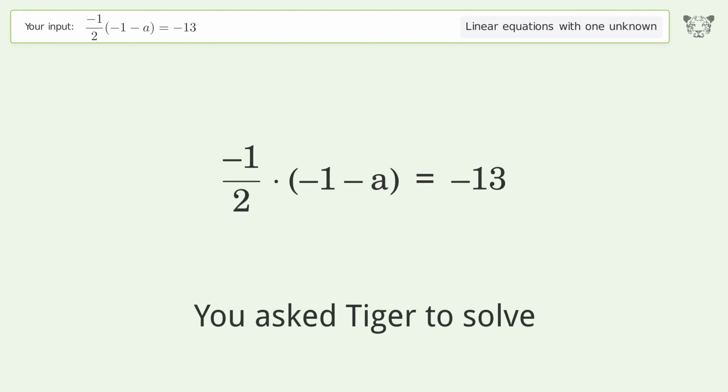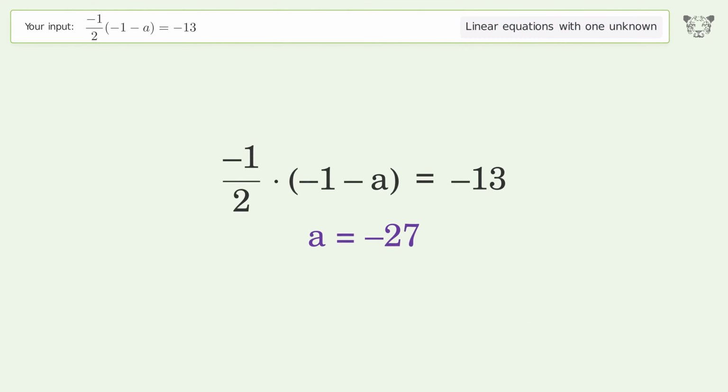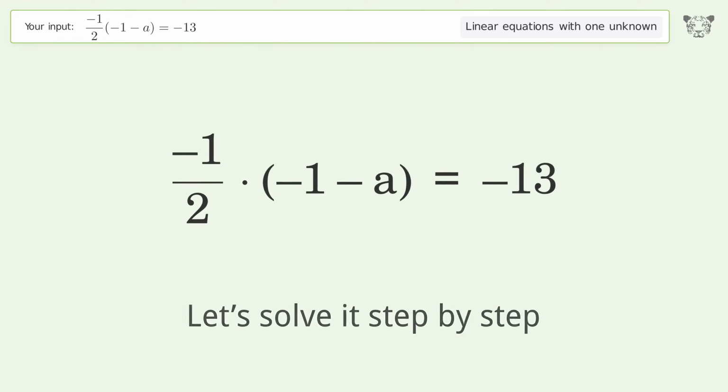You ask Tiger to solve. This deals with linear equations with one unknown. The final result is a equals -27. Let's solve it step by step.